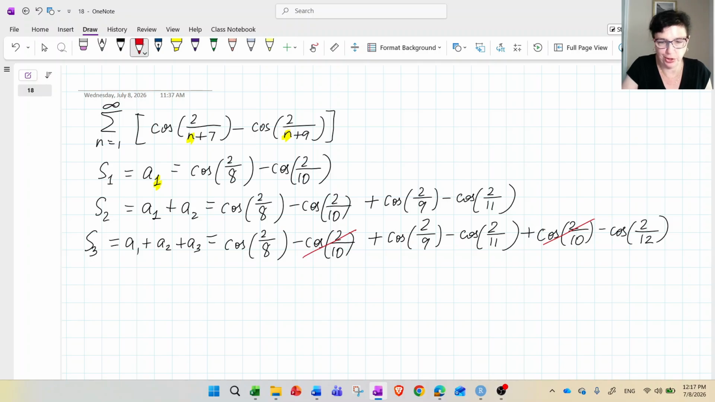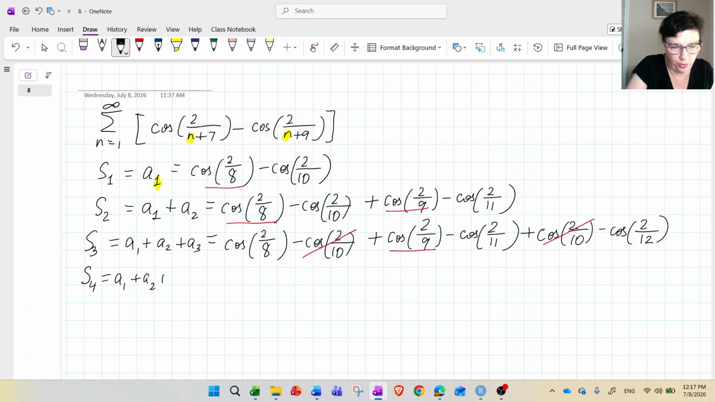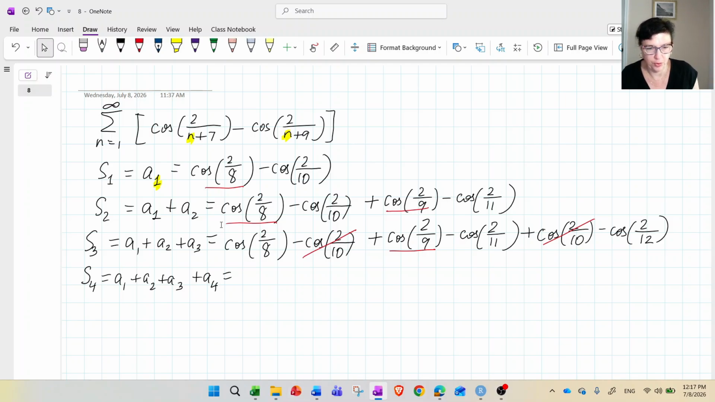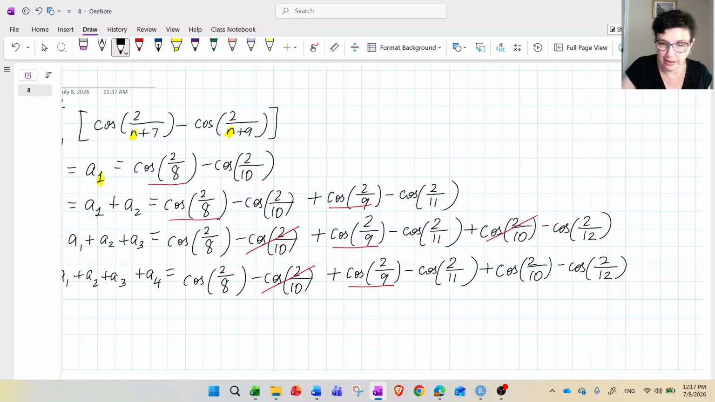So cosine 2 over 8 is going to stay. Cosine 2 over 9 is going to stay. Notice how it stayed here, and it stayed here. Cosine 2 over 9 is that new term. That stays. Well, what about cosine 2 over 11? Let's look at one more. So S4 is A1 plus A2 plus A3 plus A4. All of this, and we are adding another A4, right? So now we're replacing n with 4. So that's 11, and this is going to be 4 plus 9, so that's 13.